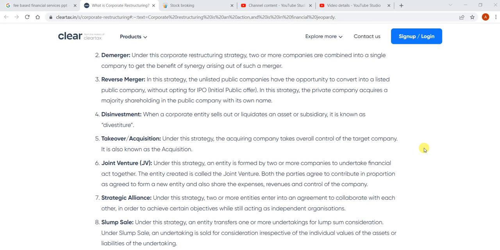And the last and eighth type of the corporate restructuring strategy is the slump sale. Under this strategy, an entity transfers one or more undertakings for a lump sum consideration. Under slump sale, an undertaking is sold for consideration irrespective of the individual values of the assets and or liabilities of the undertaking. So these are the corporate restructuring strategies.